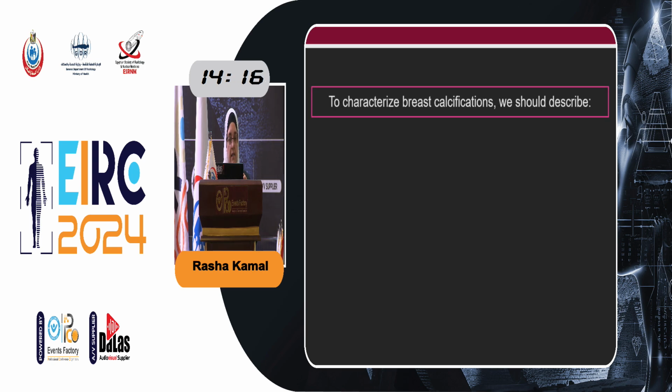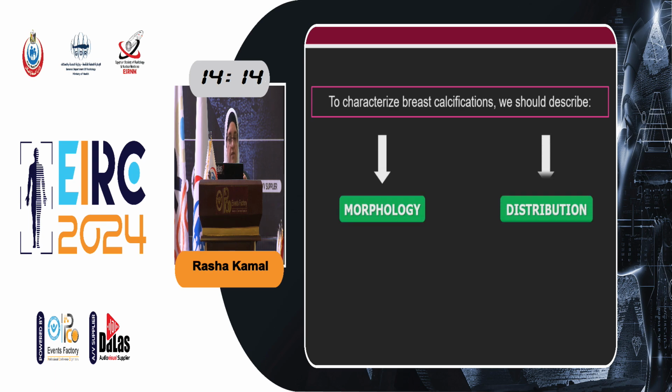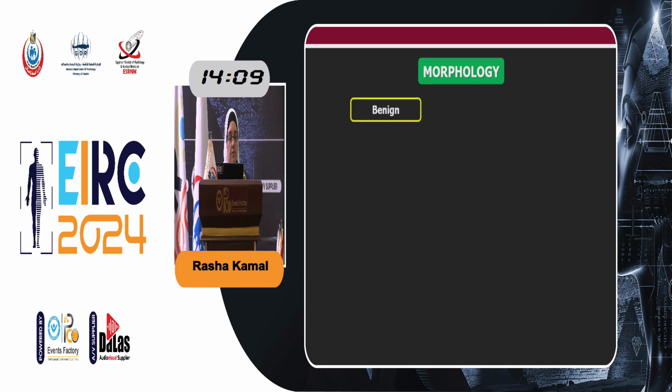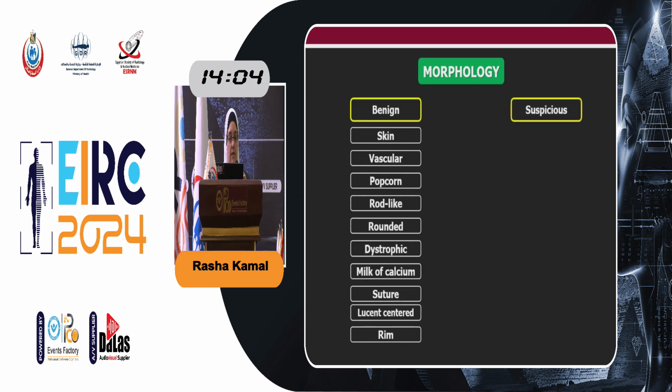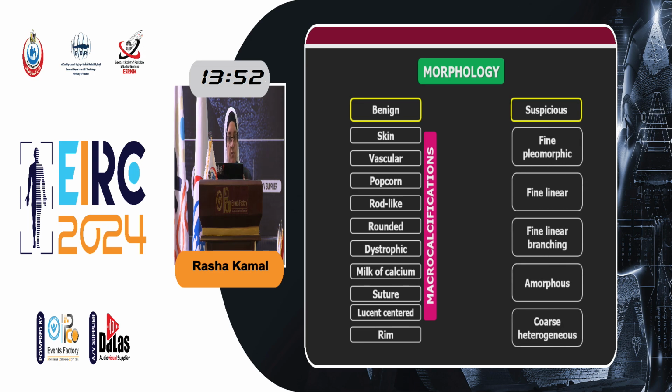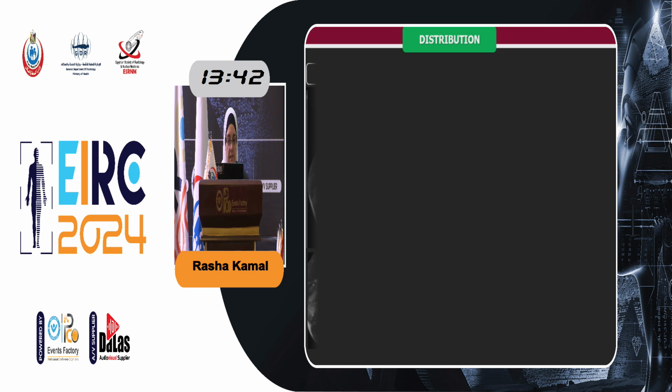To characterize breast calcifications, we should describe the morphology and the distribution of these calcifications. As for the morphology, we have a long list of benign and a long list of suspicious calcifications. One common feature which combines benign calcifications is that they are all macrocalcifications, which means that we see them without the need for magnification. And one common feature which combines suspicious calcifications is that they are all microcalcifications, and that means that we need to do magnification to see these calcifications.